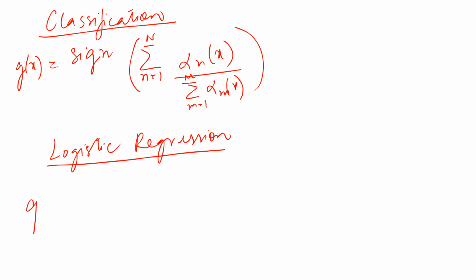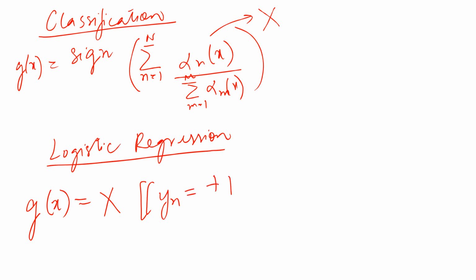And so in logistic regression, it's going to be g of x, and instead of this entire term, let me call it big X for the time being. You can call it something else, but I don't want to repeat the same thing, with an indicator function where yn is +1, right? So it's just counting the fraction of those values, that's all. Okay, so of course we can translate it to classification and logistic regression as we just saw.